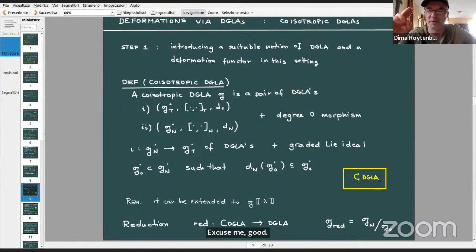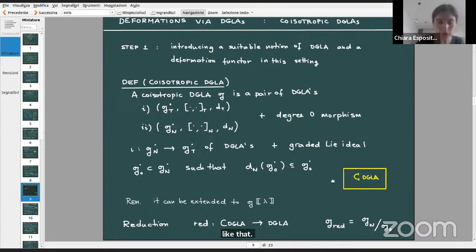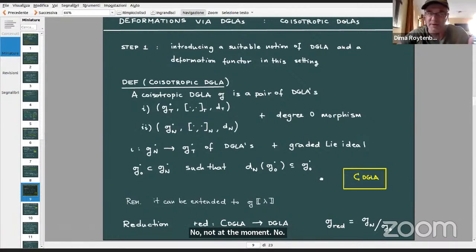I am sorry for interrupting. May I ask another question about the definition? Yes. So this map I here, do you assume anything about it, like that it's injective on cohomology, for instance, or like that? No, not at the moment. No. Okay.